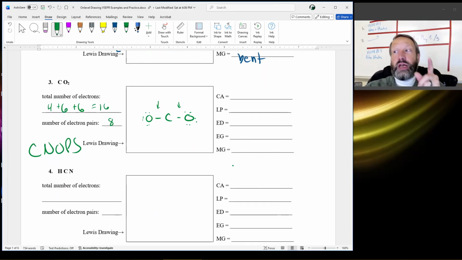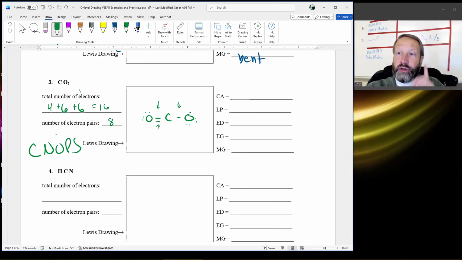I need it to have 8. It must have 8. So here's what we do. We grab an eraser, and I erase a lone pair off the outside atom that is also SYNOPS. This only happens between SYNOPS elements, and I'll make it a double bond. And now I'm closer. I have 2, 4, 6 electrons, 3 pairs.